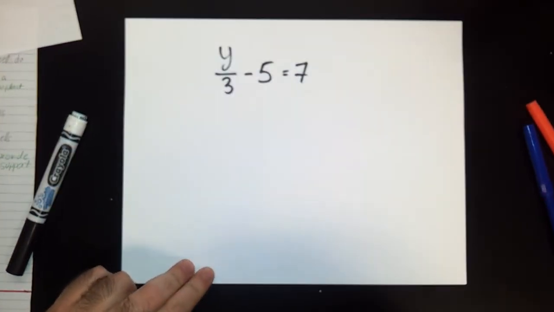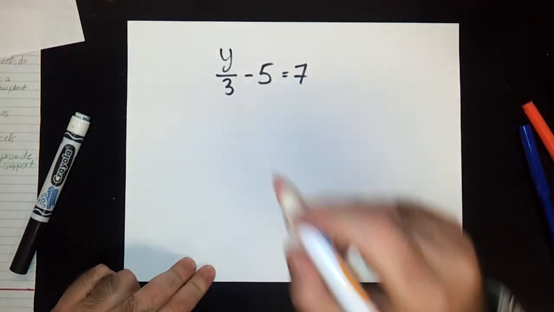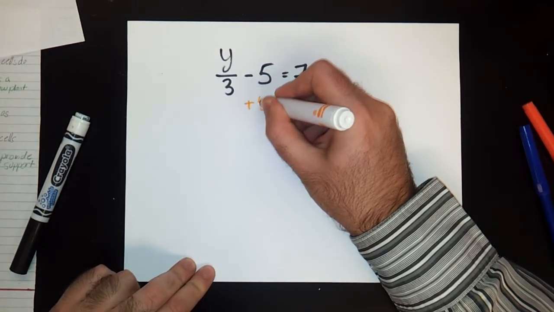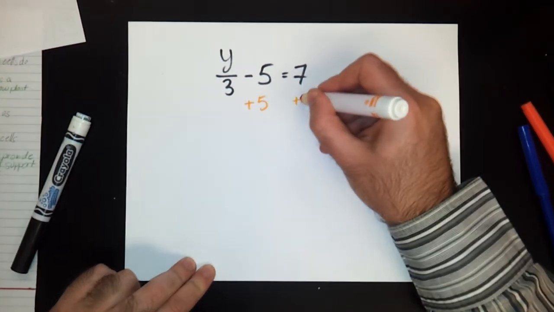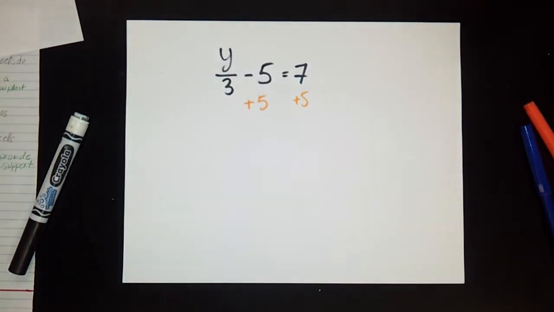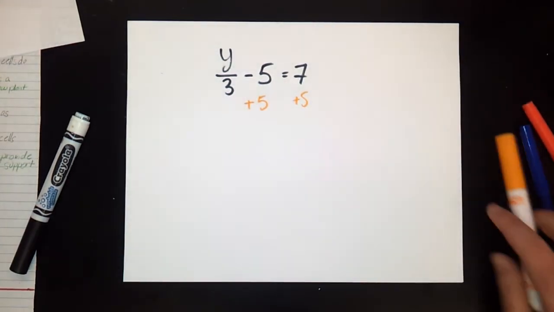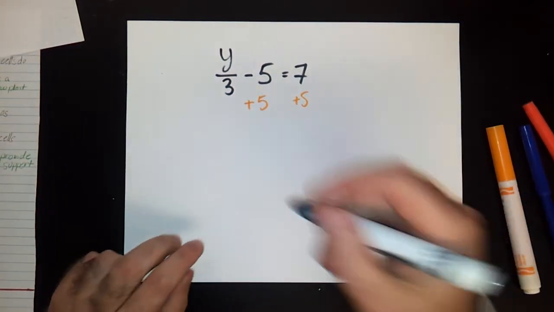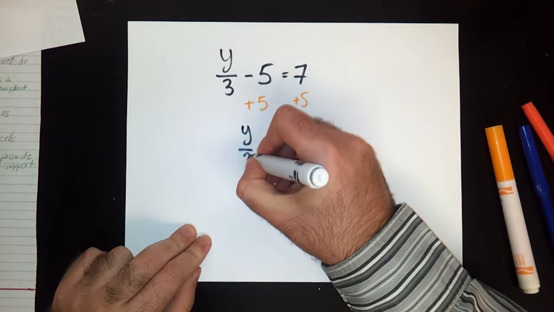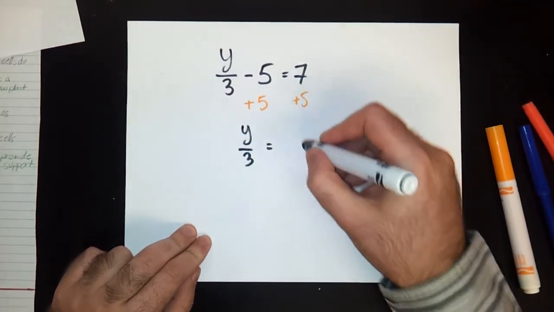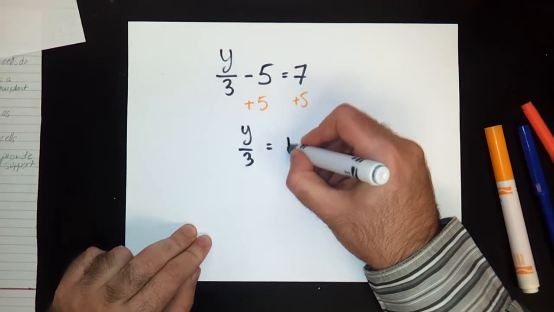So how to deal with a minus 5, how to get rid of minus 5, we'll do the opposite, which is a plus 5. And whatever we do to one side, we have to do to the other side as well. So minus 5 plus 5, that is going to give us a 0. I'm not going to write that. 7 plus 5, that's going to give us a 13.